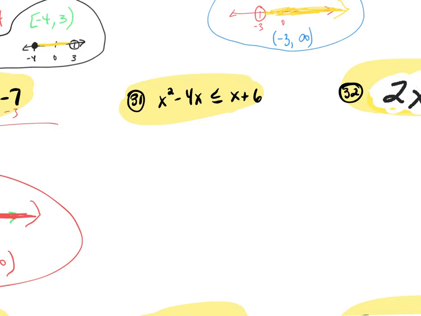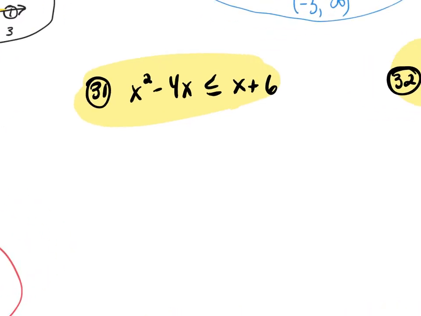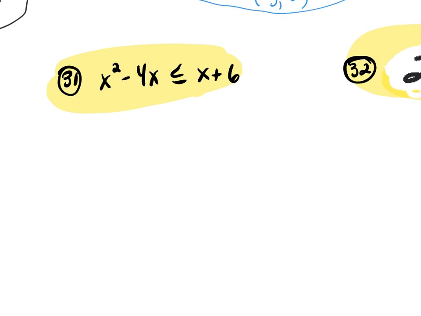Why is 31 different, guys, than what we've done before? Because it has x squared, right? We have x squared as well. So when we have a quadratic, x squareds and x's, you want to get everything to one side.